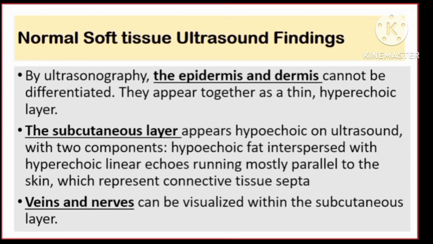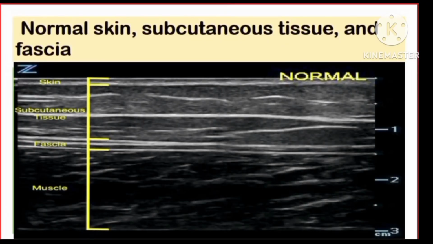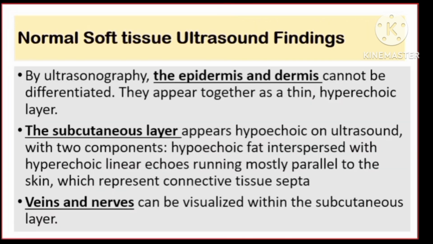Normal soft tissue ultrasound findings. By ultrasonography, the epidermis and dermis can't be differentiated. They appear together as a thin hyperechoic layer. The subcutaneous layer appears hypoechoic on ultrasound, with two components: hypoechoic fat interspersed with hyperechoic linear echoes, running mostly parallel to the skin, which represent connective tissue septa. Veins and nerves can be visualized within the subcutaneous layer.